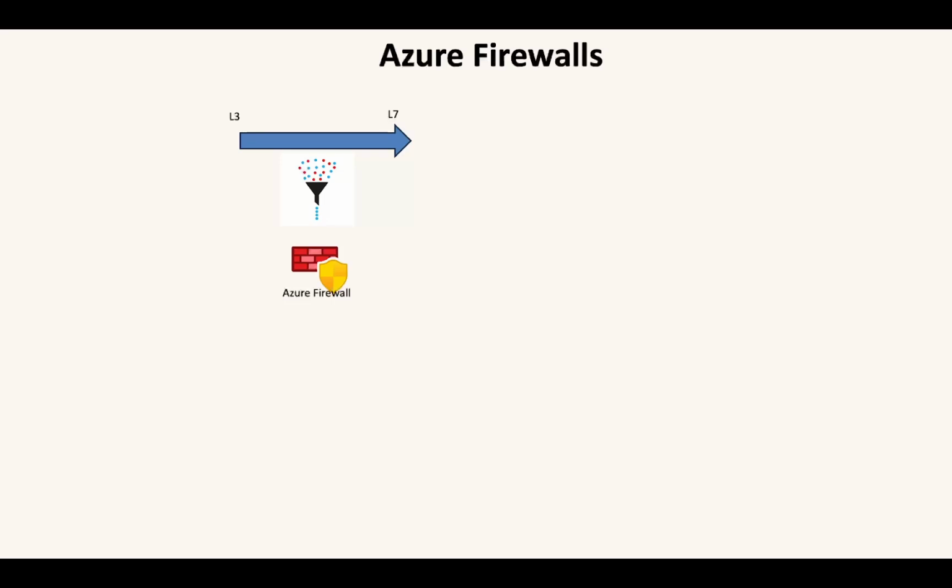It operates across layer 3 to layer 7. If you have watched my previous videos, you will remember that these layers range from the network layer all the way up to the application layer. The Azure Firewall can inspect and control traffic at multiple levels.